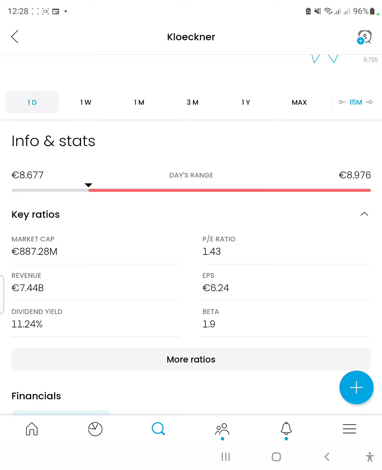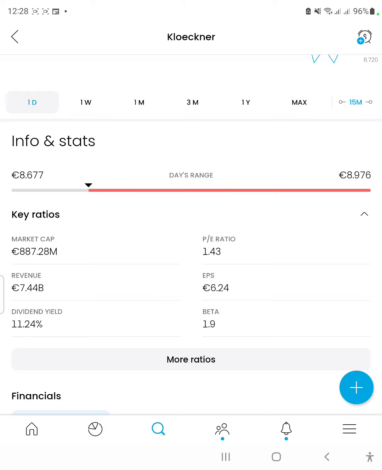With regards to market capitalization, the overall price of a company, Kloeckner has a market cap of 887.28 billion euros, slightly under 1 billion euros. Whenever we look for a potential stock to invest in, I always suggest that the stock price slash market cap should be 1 billion of the denominated currency or more, simply because it shows a minimum threshold of attractiveness to shareholders.